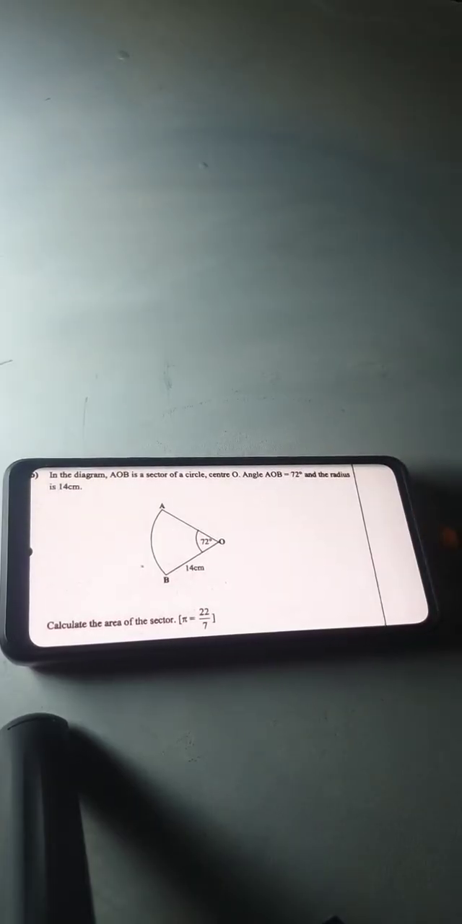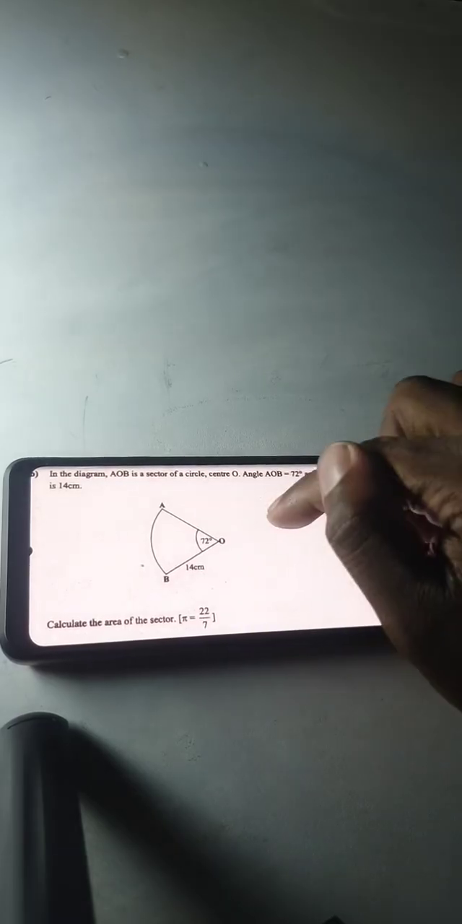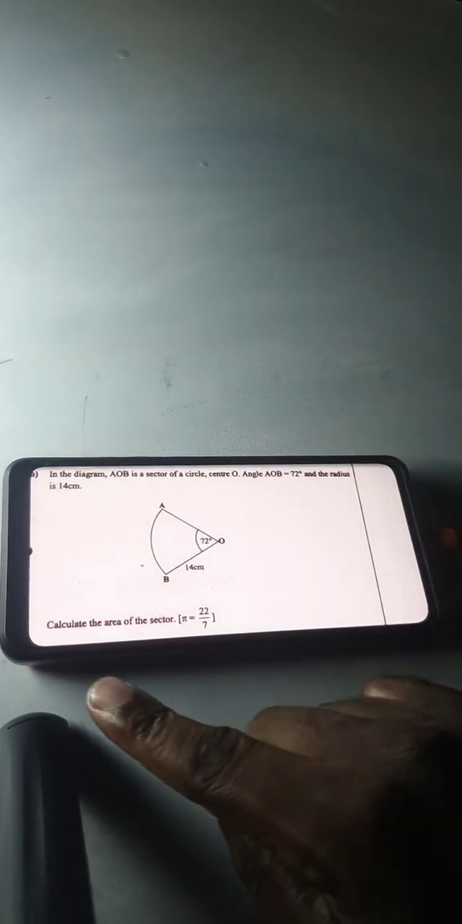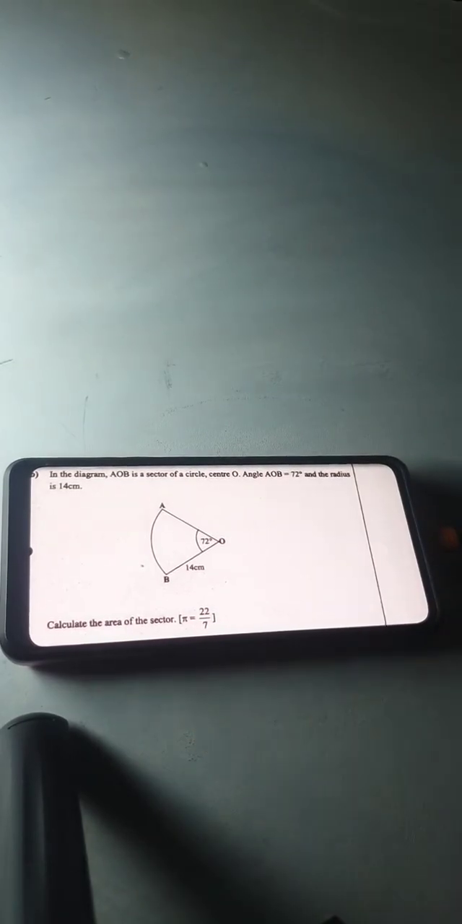The next question is saying, in the diagram, AOB is a sector of a circle, center O. The angle AOB is 72, and the radius is 14. Calculate the area of the sector, taking pi to be 22/7.